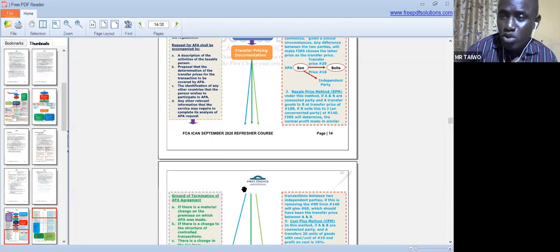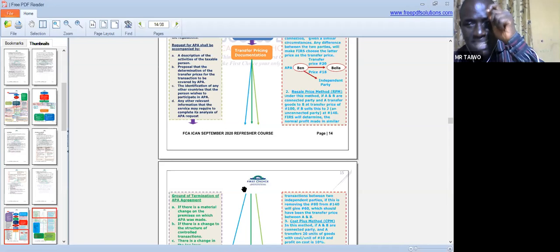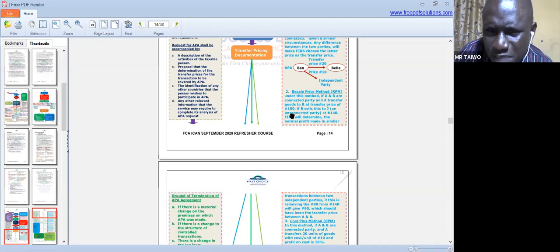How much did A transfer to B? Because the two of them are connected, he transferred it at 100 naira. We want to see, is that 100 naira transfer okay by the FIRS? If you are using the resale price method, how will we know whether it's okay or we substitute it for something else? We say B transfers to C, and the profit on that transaction, how much profit has he made between 100 and 180? He has made 80 naira profit. It means that 80 plus 100 is 180. He bought it at 100, he sold it at 180.